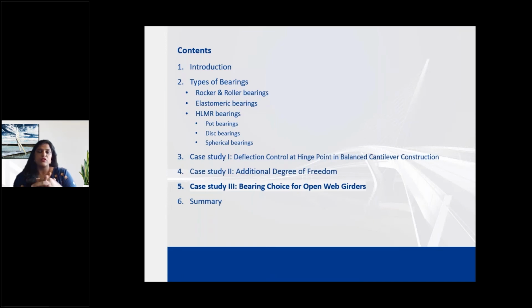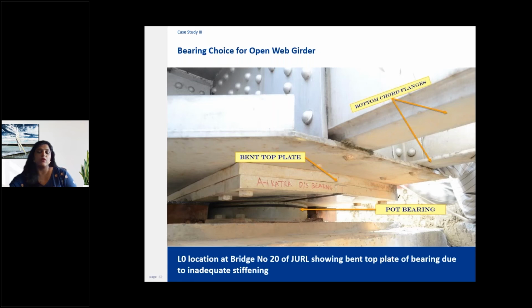Now let us move on to our last and final case study, which is the bearing choice for open web girder. This is a problem that occurs more often than not. So in this slide, we can see that a pot bearing is provided at the L0 location in bridge number 20 of the Jammu-Udhampur railway line. If you take a closer look, we can see that there is bending in the top plate of the pot bearing. This is due to lack of adequate stiffening at the bearing location itself.